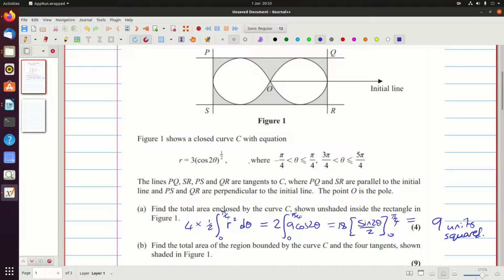I just wanted to quickly mention, why aren't we defining it from pi over 4 to 3 pi over 4? Well, it's because you've got a square root in there.